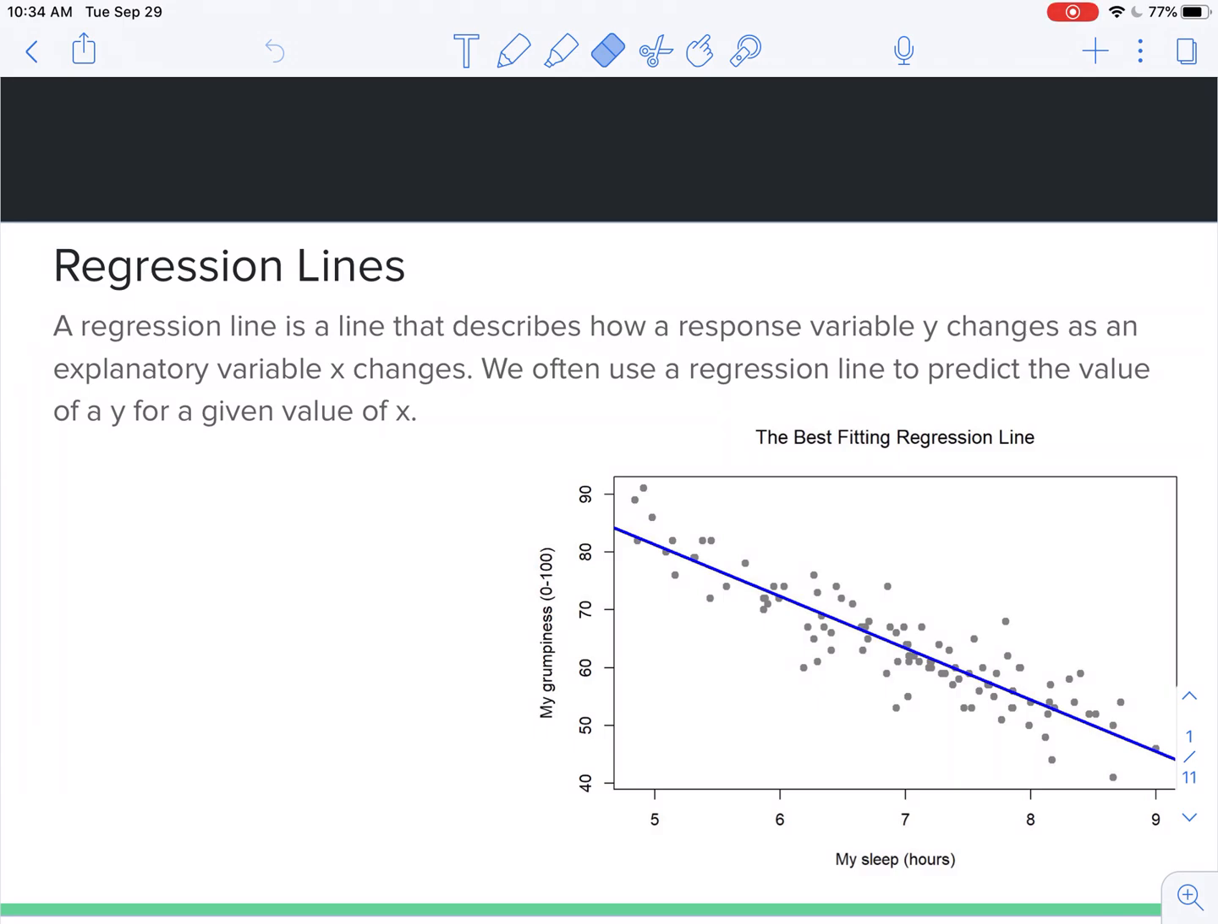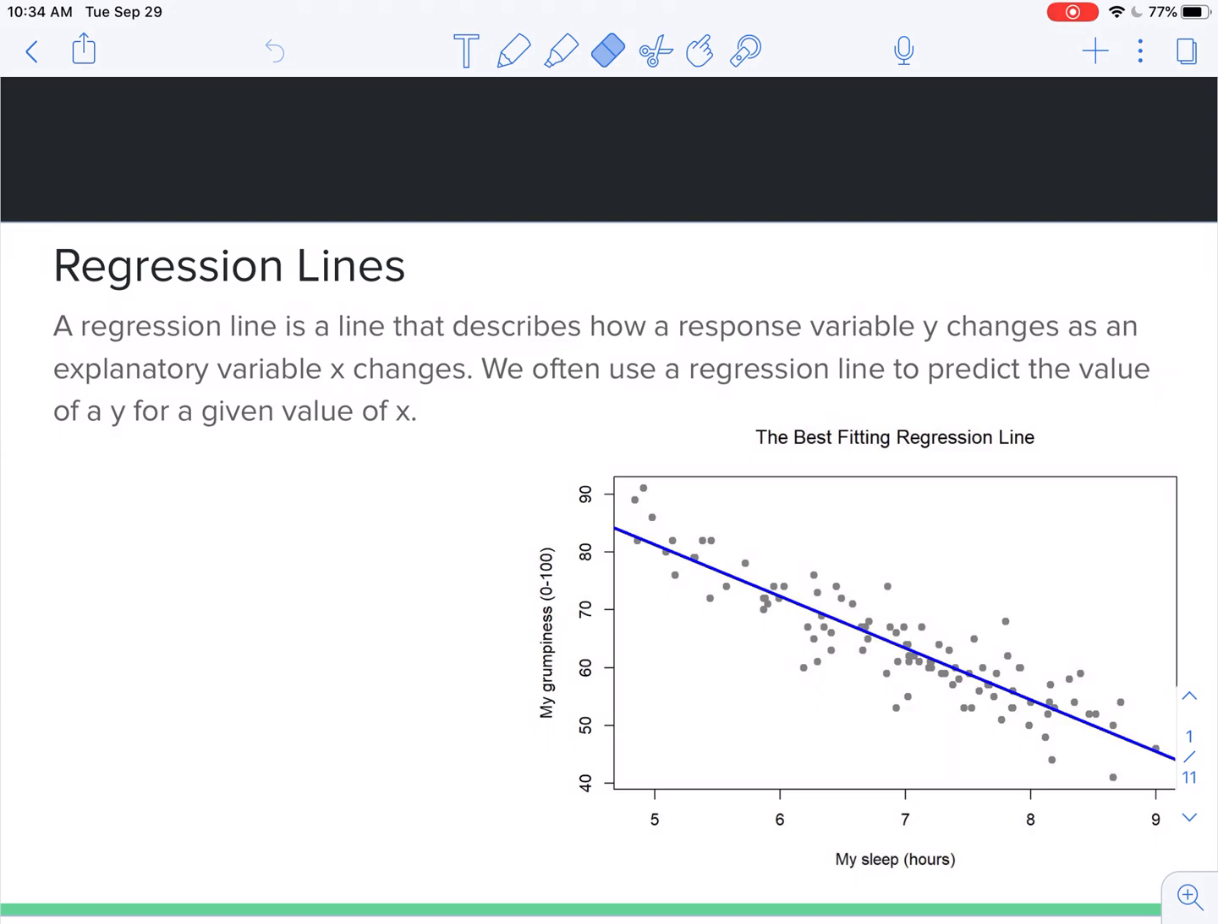I stole this off the internet. I thought it was pretty funny. It's somebody describing their sleep in hours versus their grumpiness, and we can see that every day they figured out how much sleep they got and rated their grumpiness on a scale, and we can see that as they get more sleep, they get less grumpy. We can see that general trend with the scatter plot.